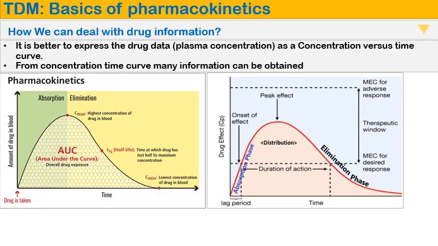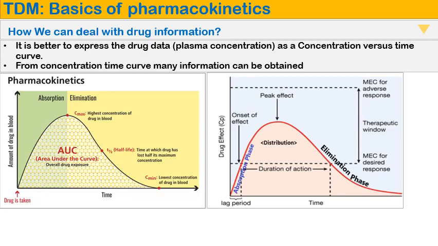This represents the duration of action. The area under the curve is important for calculation of clearance. The distribution phase occurs after the absorption and prior to elimination.